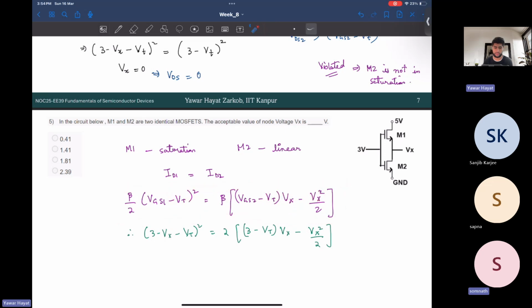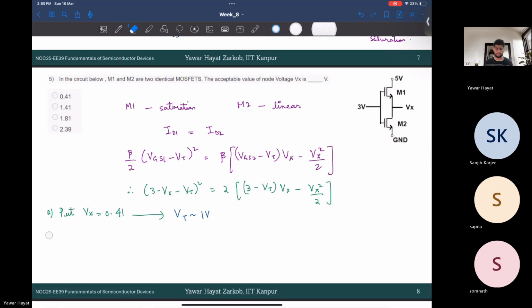Okay, so what I'll do is I'll put Vx equal to 0.41. I'll get Vt is 1. Do this exercise and you come to the same answer. So the Vt value that you'll get corresponding to Vx equal to 0.41 is 1.